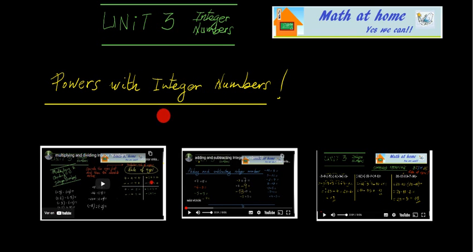Before watching this video, it may be necessary to have watched the videos about multiplying and dividing integer numbers, and adding and subtracting integer numbers. There are also some videos about combined operations involving integer numbers. Anyway, let's go to study our subject, powers with integer numbers.